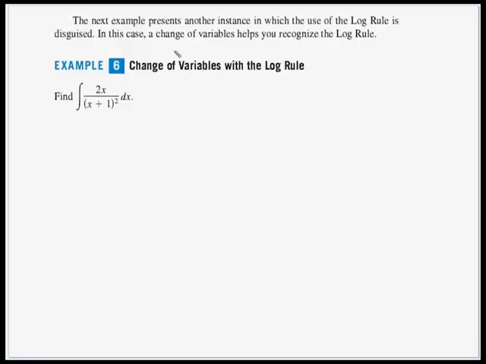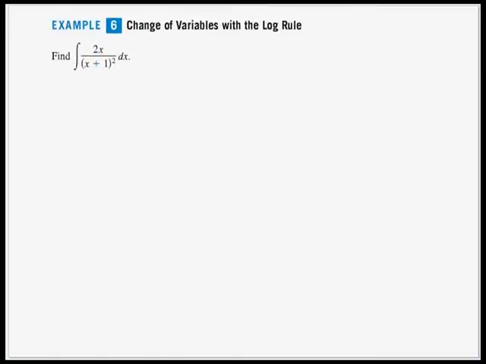Now the next example presents another instance in which the use of the log rule is disguised. In this case, a change of variables is going to help us recognize that the log rule is applicable. So if I look at my denominator here, it's x plus 1 quantity squared. If I let what is within the parentheses be my u, I will have u equals x plus 1. And then my du/dx would be equal to 1, and then multiply both sides by dx. du is equal to dx.